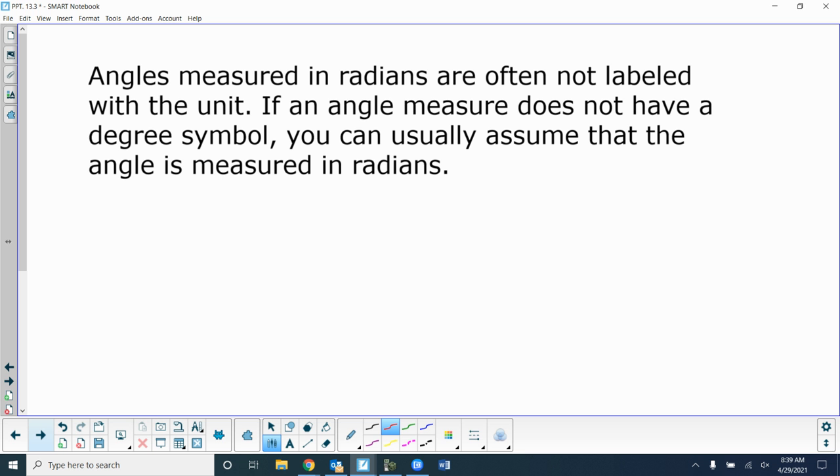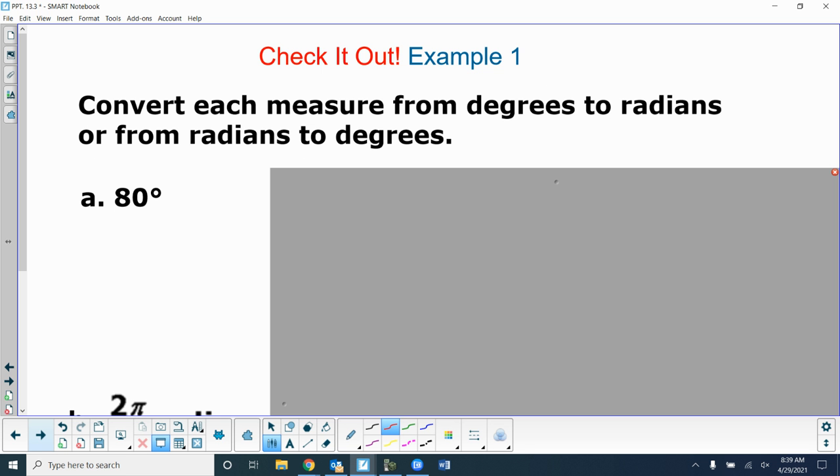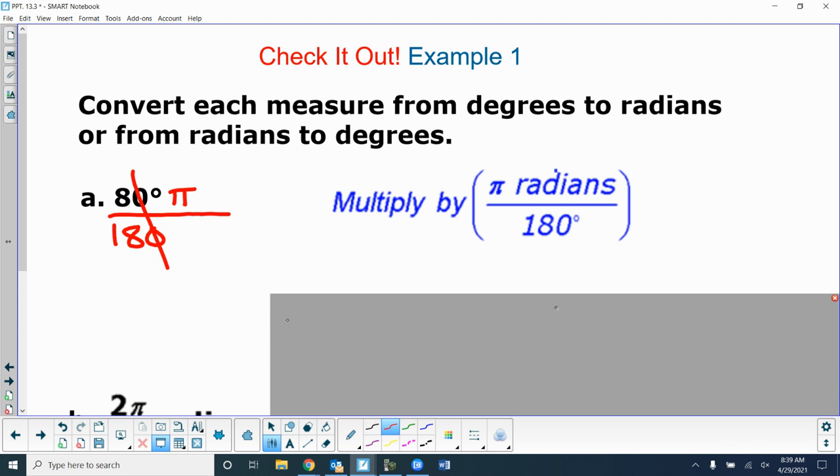Angles measured in radians are often not labeled with the unit. If an angle measure does not have a degree symbol, you can assume that it's in radians. Sometimes they write radians, but a lot of times they won't. So again, just do pi over 180. You got zeros, get rid of them. 2 goes into that 4 times. So it's 4 pi over 9.